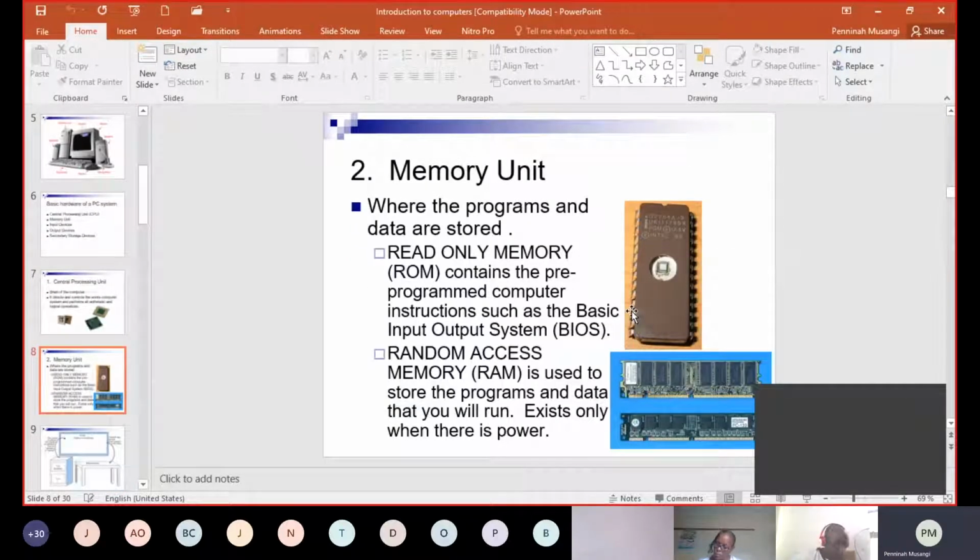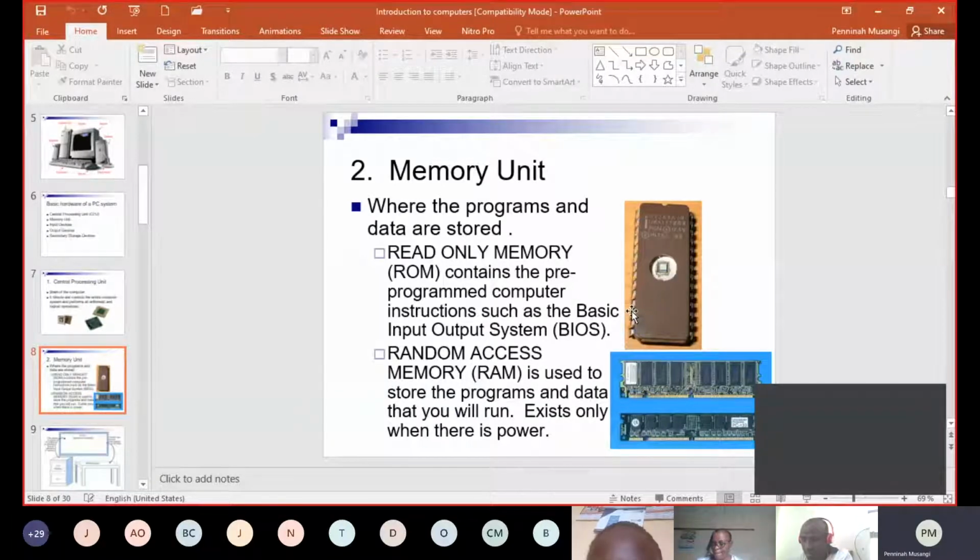What about the memory? The memory is where the programs and the data are stored. Programs are like the list of instructions which are to be executed on our data. Those need to be stored somewhere. So where are they stored? They are stored in the memory unit. And in the memory unit, we have two types: the read-only memory and the random access memory. The read-only memory contains the pre-programmed computer instructions, such as what we call the BIOS, the basic input-output system.